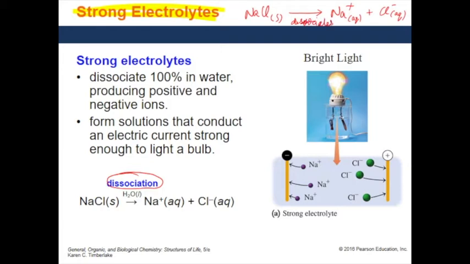A strong electrolyte will completely dissociate in water. So for instance, if you take a spoon of NaCl and add it to a cup of water, that one spoon is going to completely dissolve into ions. When something completely dissolves into ions, that is called a strong electrolyte. They usually can conduct an electric current very strongly.